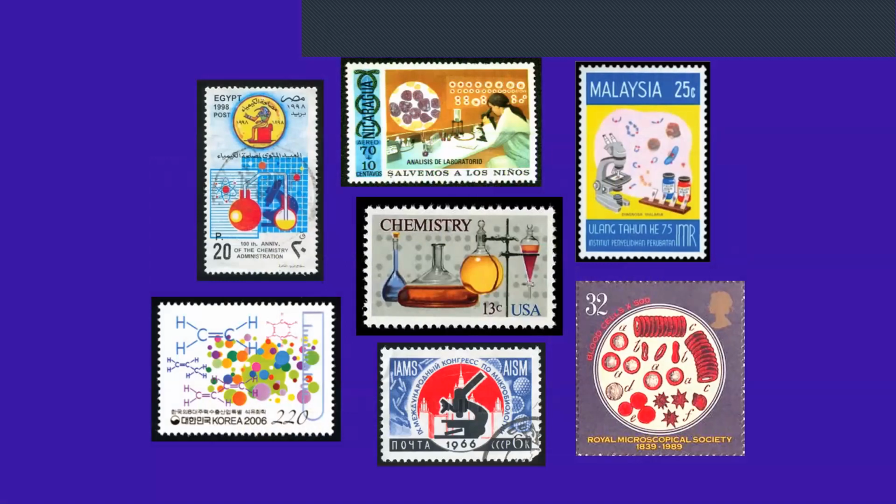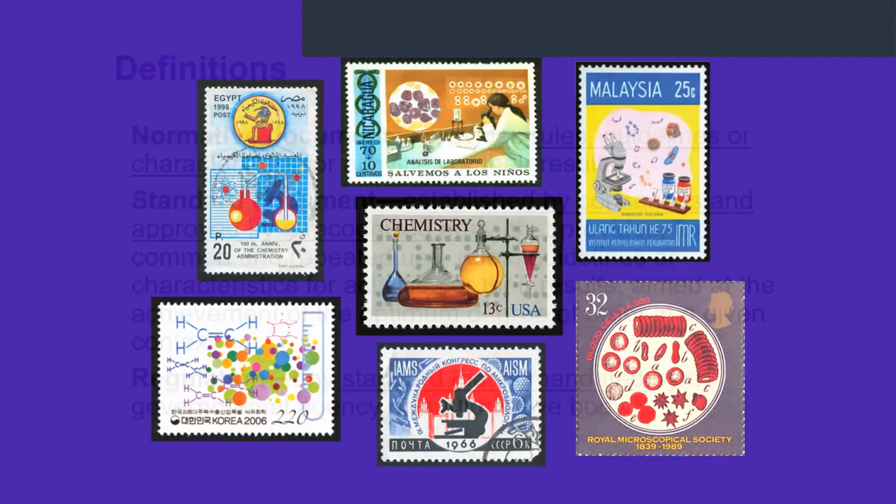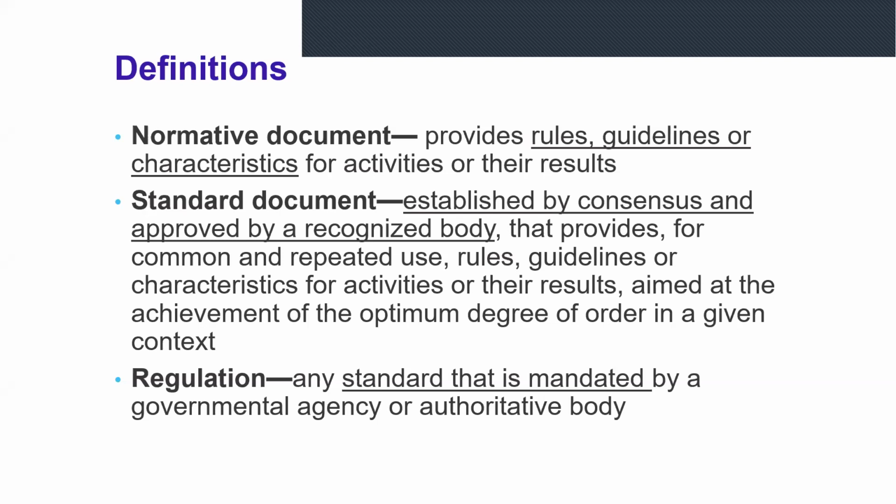So here are some stamps that relate to laboratory methods. You can see the chemistry one, you can see the microscopes, you can see one from England that has a rouleau and some sickle cells. So it's fun to see some of the stamps and how they've been looking at what we do in our laboratory. So let's now do some definitions.